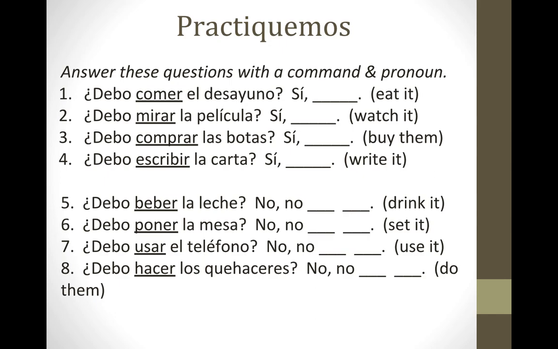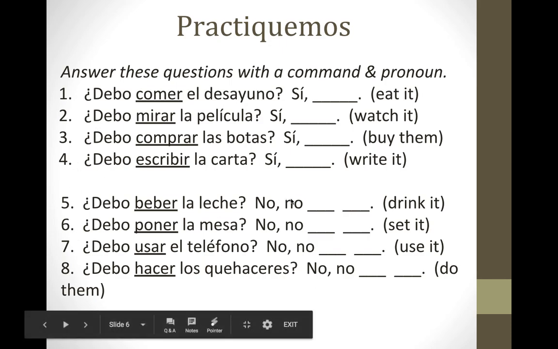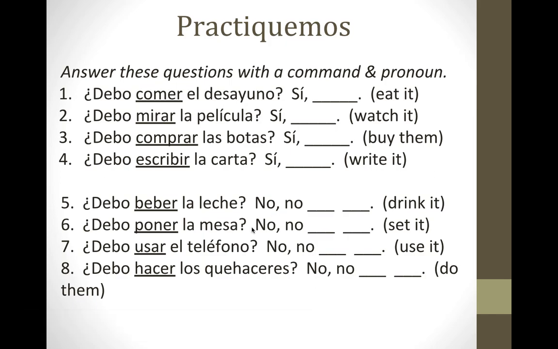Okay? For numbers 5 through 8, you're going to use a negative command to answer these questions. So for example, in number 5, should I drink milk? No, don't drink it. Okay?